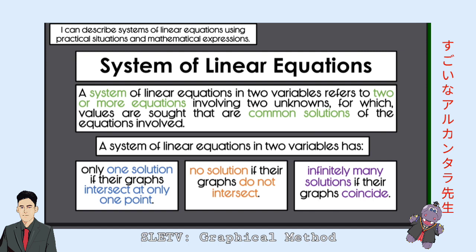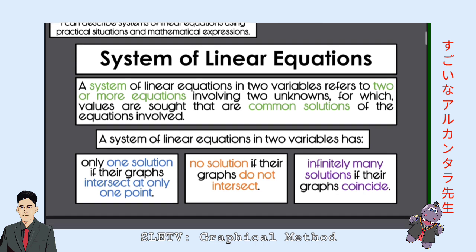That's why, as you can see on this screen, you have three possible kinds of solutions. The first one is one solution, because when you graph those two linear equations, you only have one exact intersection, one point. There are times that we have no solution if the graphs do not intersect. And also, you can have an infinite amount of solutions if your graphs coincide.